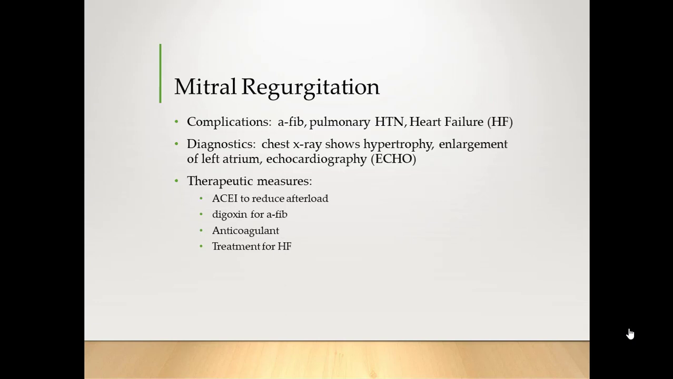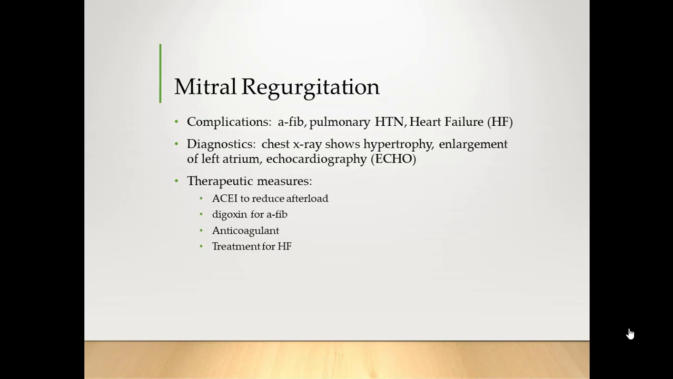Again, we're going to see things like AFib, pulmonary hypertension, and heart failure with mitral regurgitation. A chest x-ray might be done. That'll show hypertrophy and maybe even enlargement of the left atrium. But then they're also going to do an echo.